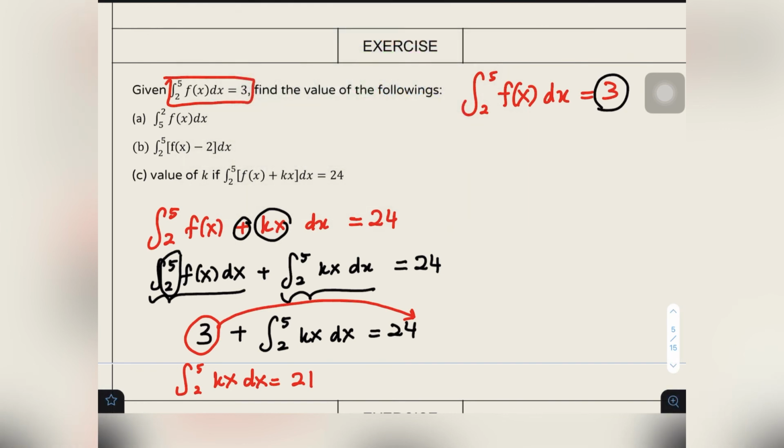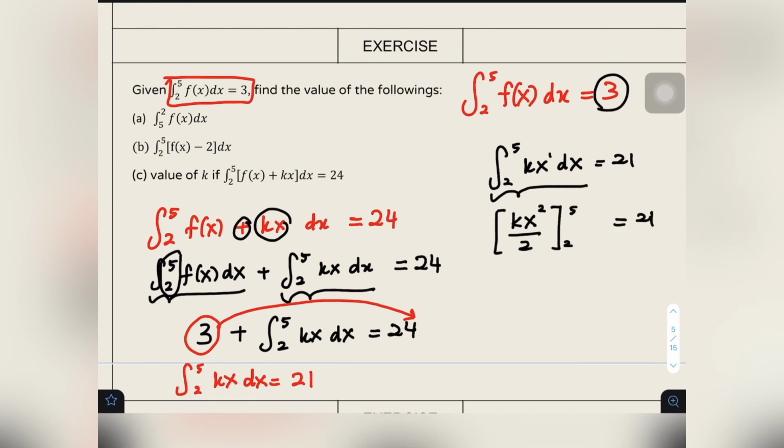Okay, class. We have the integration from 2 to 5 kx dx equal to 21. Okay, so we need to solve this integral first, like usual. Okay, integrate kx. K is a constant, you just copy. X power 1 plus 1, it becomes power 2 divided by 2. Don't forget that you have the limit from 2 to 5. So this one is equal to 21. Just put 21 on the right side. Okay, and we solve this one.